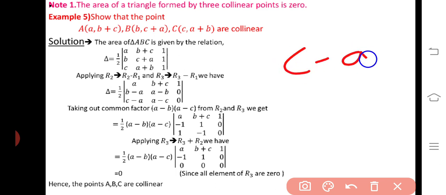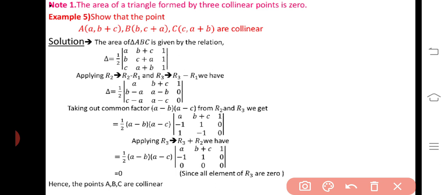Then A minus B is common, 1 0, and in the third row element A minus C is common. Similarly, C minus A is here, but I have taken A minus C. If you take minus 1 outside, sorry, C minus A I already took common, we will get 1 minus 1 0. Then apply here R3 changes to R3 plus R2.